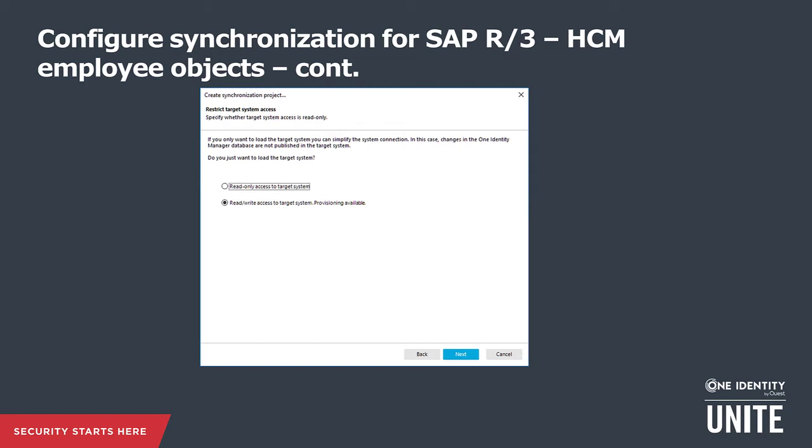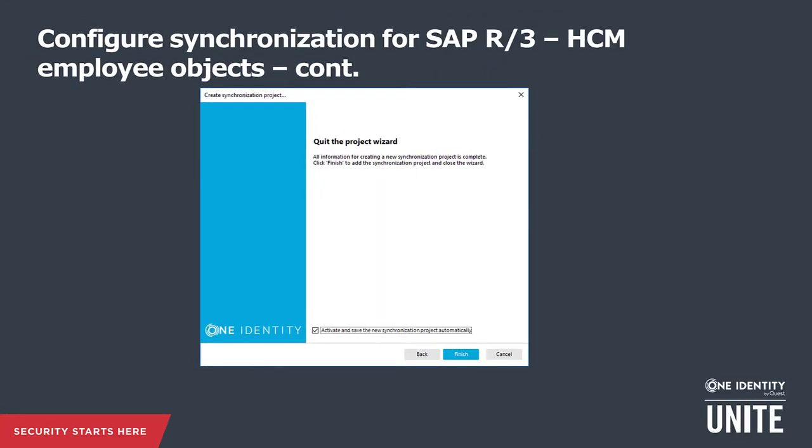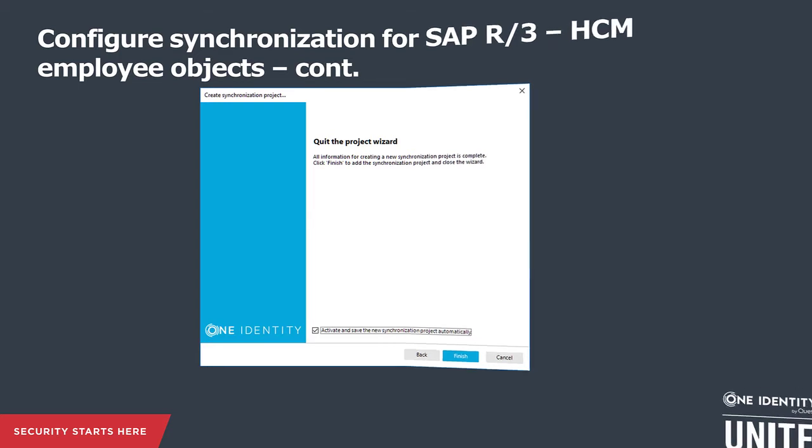In this case, each email address or phone number change in the identity management system will be provisioned to the SAP HCM system. When the configuration has been finished, the project template can be saved and activated. This will create a synchronization configuration, including a schedule that can be activated for periodic synchronization of HCM data.